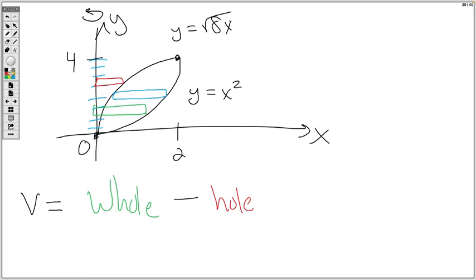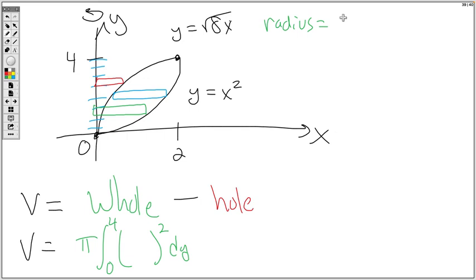Because of that gap. So here we go. You got your pi. We're chopping up the y-axis now. We're chopping up the y-axis from 0 to 4. My thickness is going to be dy, but I got to figure out what that radius is.